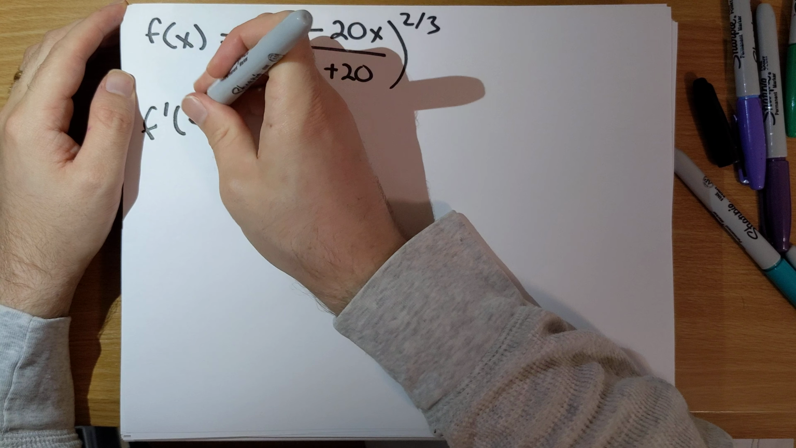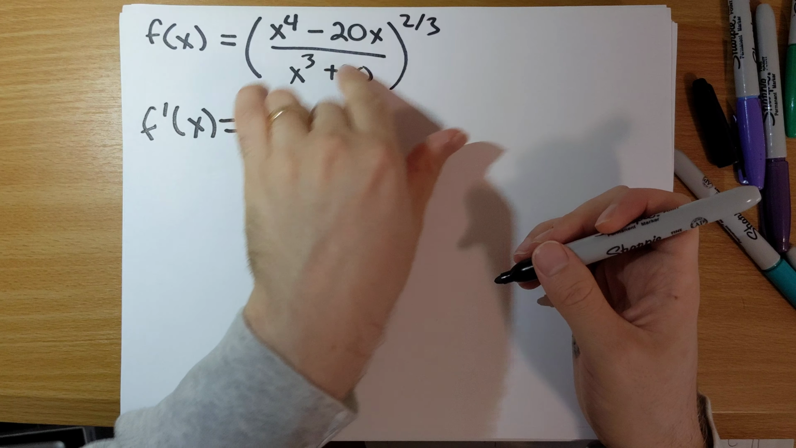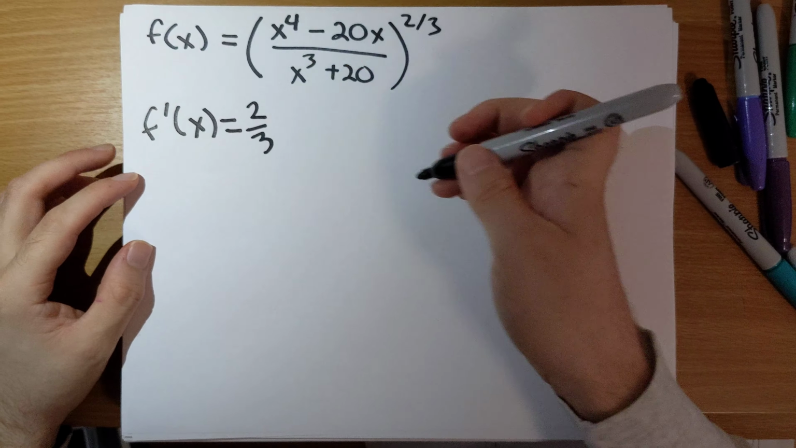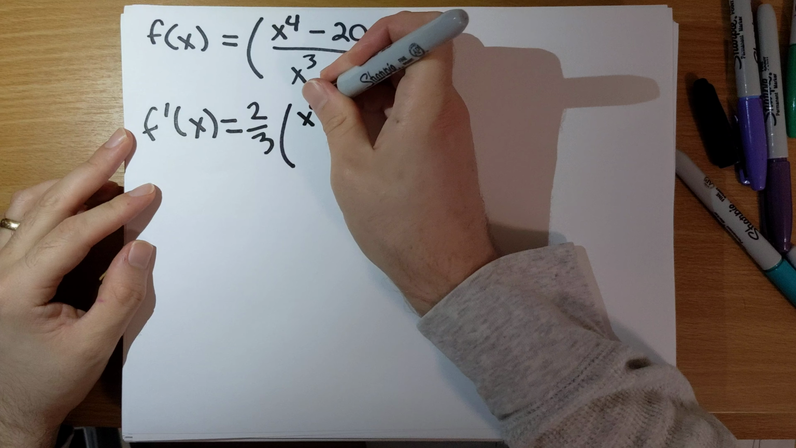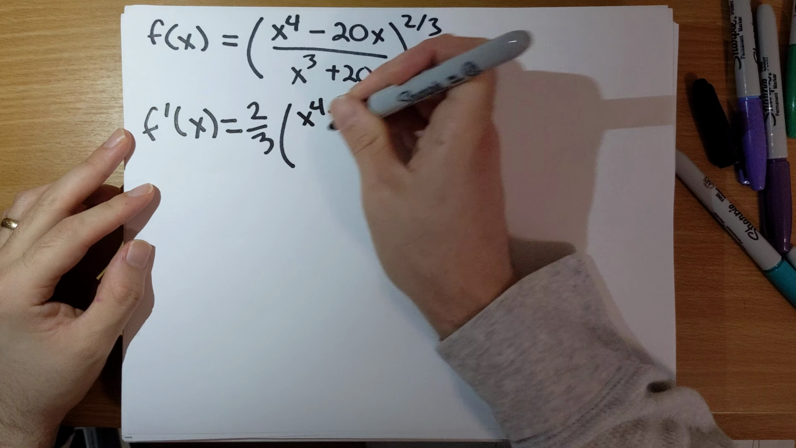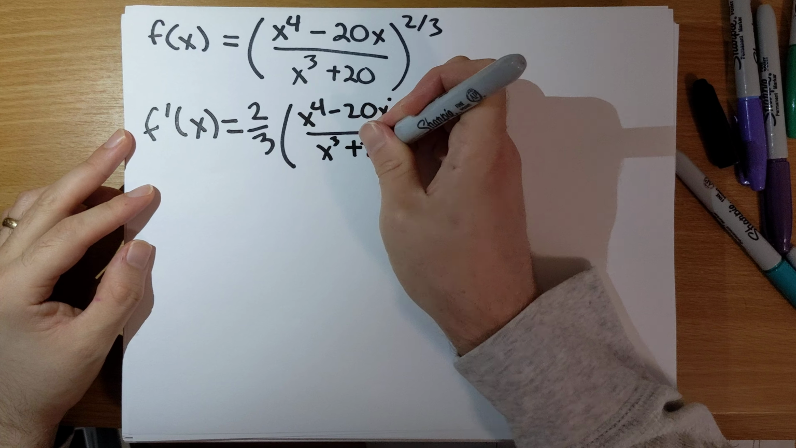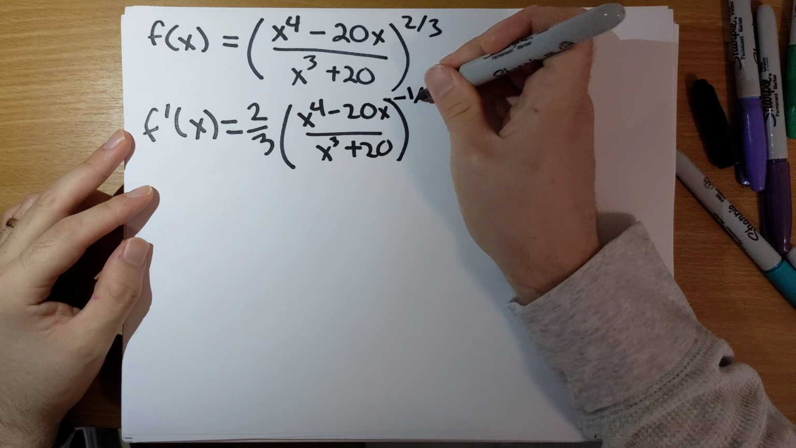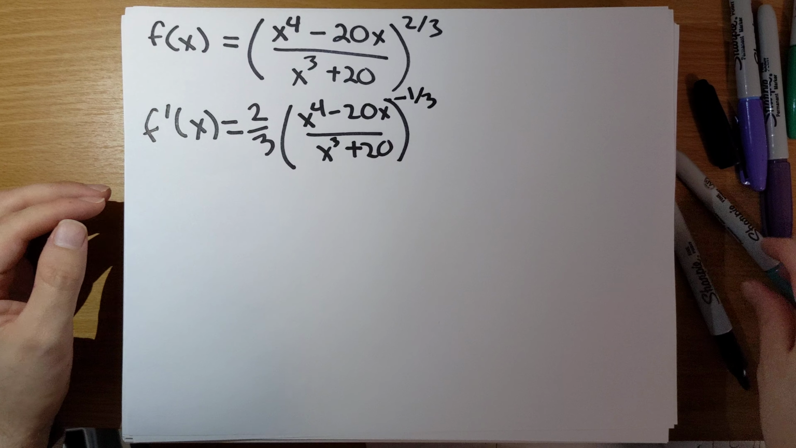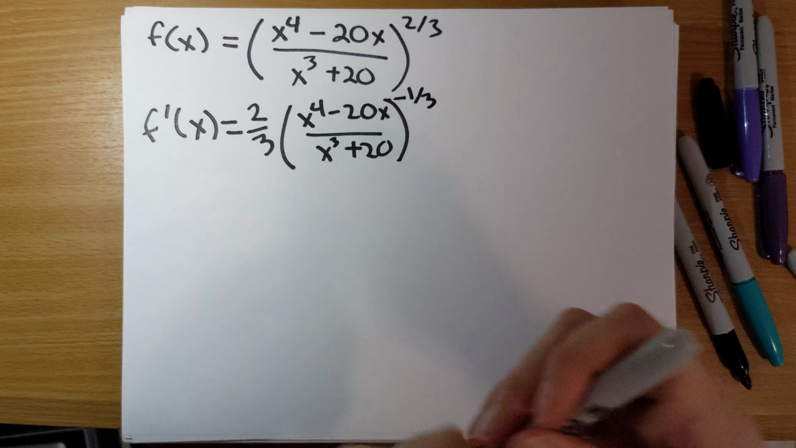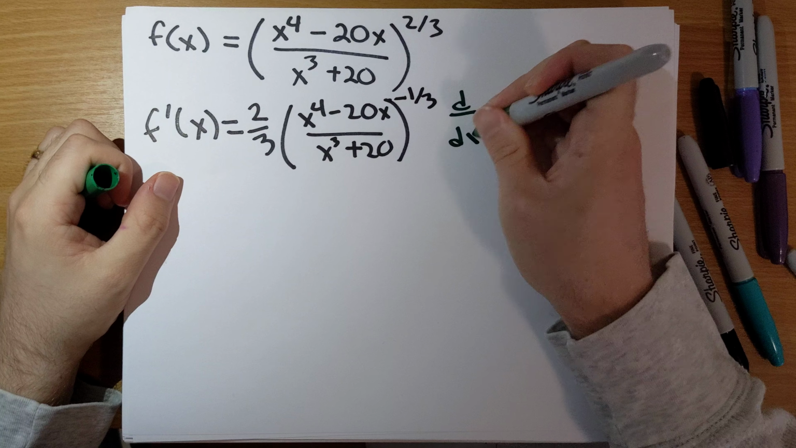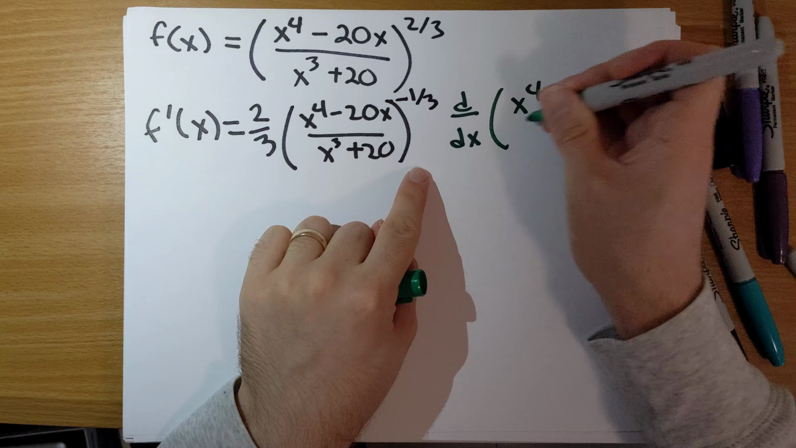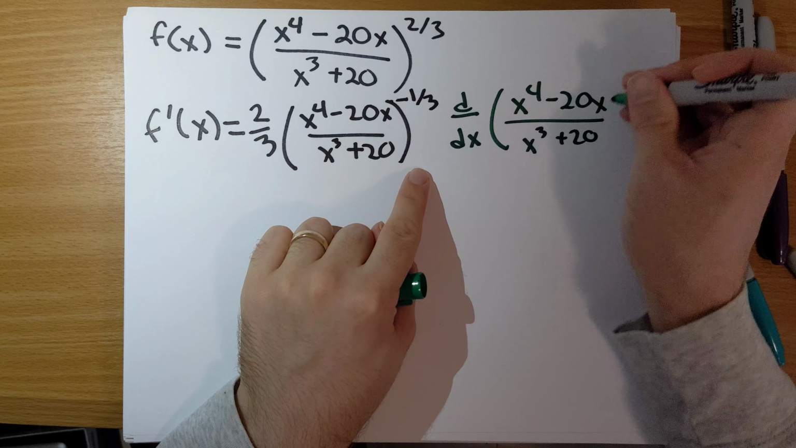F prime of x is going to be, so we have something raised to the 2/3 power, so we multiply by 2/3, we bring down the exponent. So it's this expression raised to the 2/3 minus 1 power. 2/3 minus 1 is negative 1/3 power. But then, by chain rule, we need to multiply by the derivative of what's inside here. X to the 4th minus 20x over x cubed plus 20.